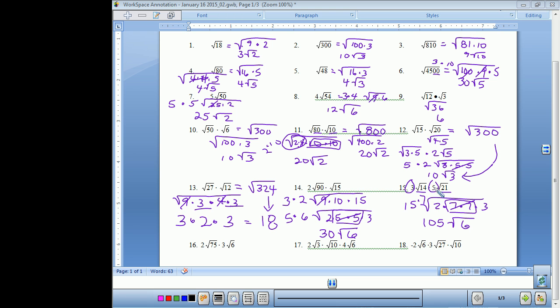On this one, the 3 times the 5 gives us a 15. Then we can break down the 14, break down the 21. So 2 times 7 and 7 times 3, we have the 2 7's, so we can bring out the 7. So it's 105 roots of 6.